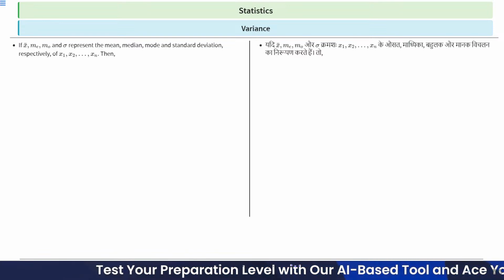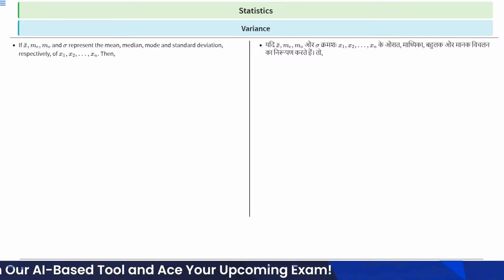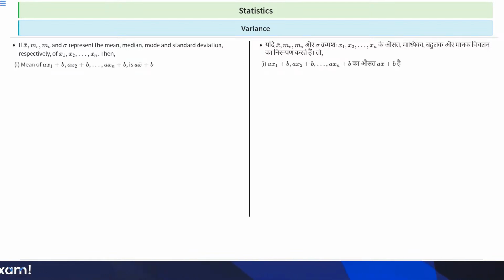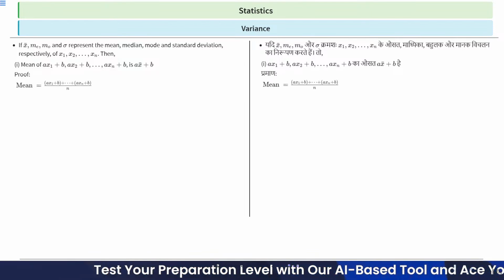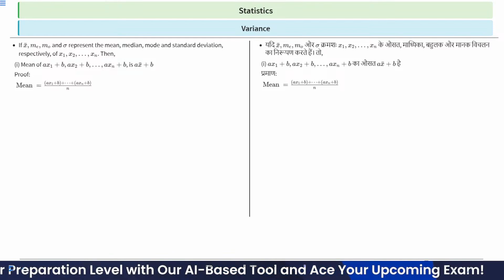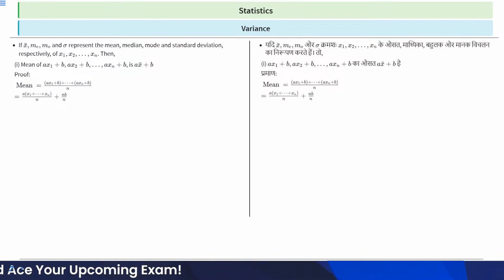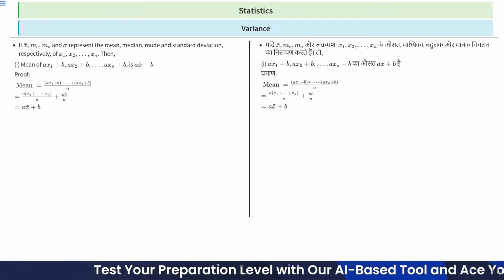If x bar, me, m naught and sigma represent mean, median, mode and standard deviation respectively of x1, x2, x3 till xn, then mean of ax1 plus b, ax2 plus b, till axn plus b is a x bar plus b, right? You can see the proof. Mean will be equal to ax1 plus b plus ax2 plus b till axn plus b upon n. So we can write it separately as, let us take a as common, then you can write a times x1 plus x2 plus x3 till xn upon n plus nb upon n, right? Which is equal to a x bar plus b.